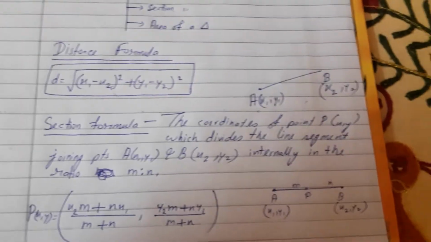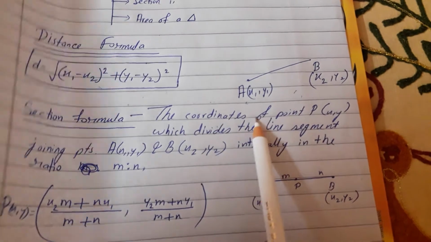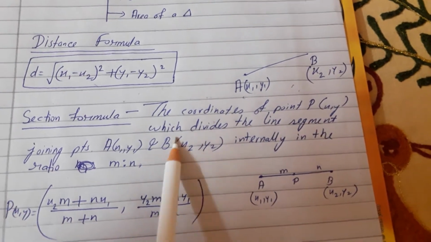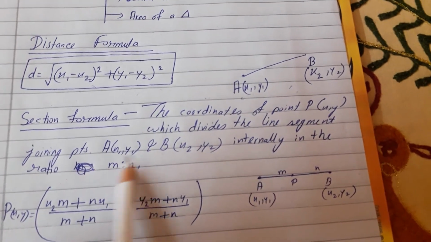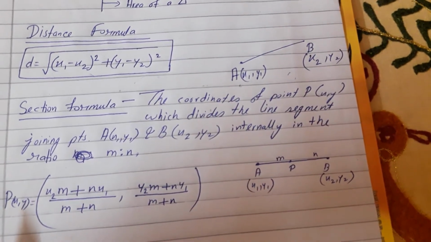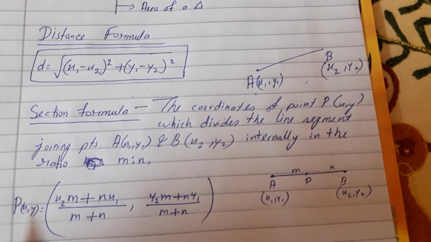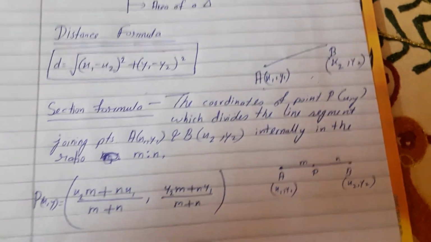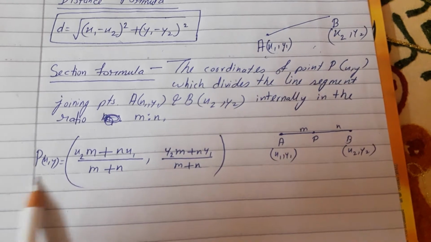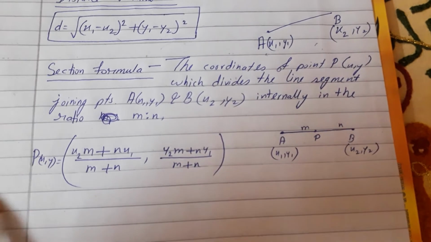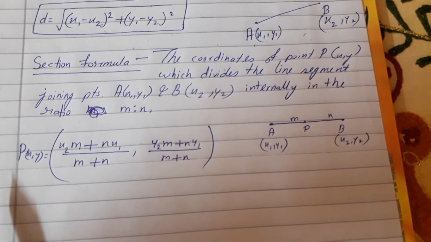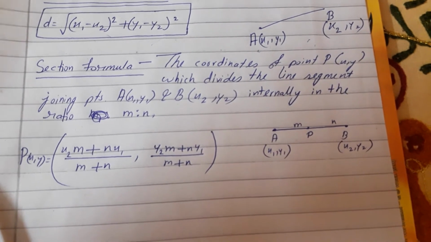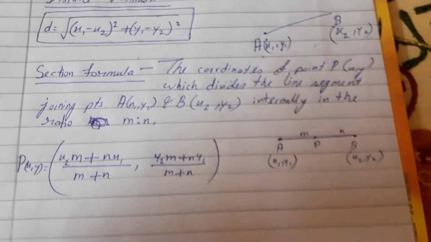Now see, in the section formula, the point P with coordinates x, y divides the line segment AB joining points A and B, that is x1, y1 and x2, y2, internally in the ratio m to n. Then the x coordinate of P will be (m x2 plus n x1) divided by (m plus n), and the y coordinate will be (m y2 plus n y1) divided by (m plus n).